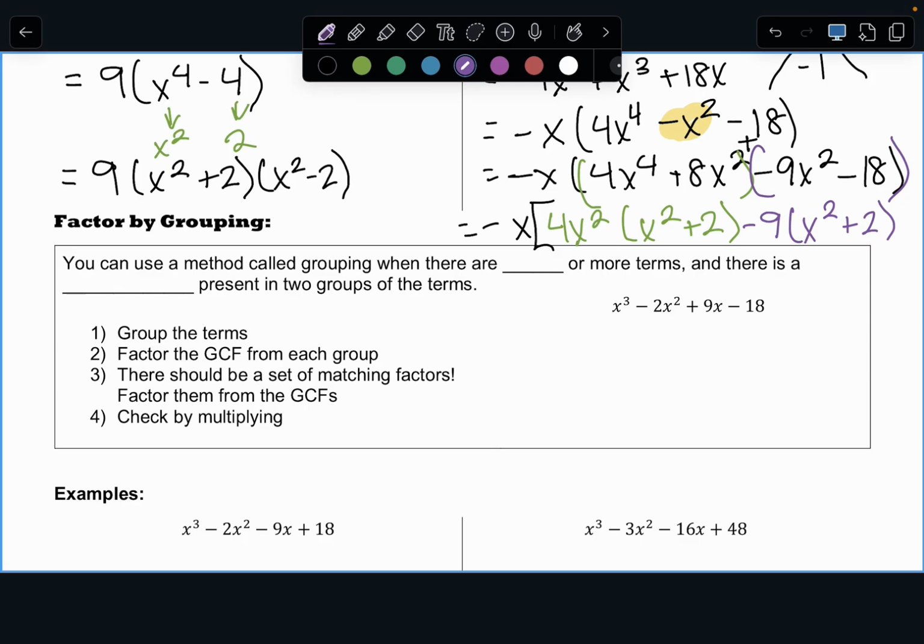I'm going to kind of hop down here. I'm keeping my negative x out in front. That was from step 1. That GCF follows all the way down. X squared plus 2 is my matching parentheses. So that's a factor. What would my other factor be? 2x minus 3. Yeah, 4x squared minus 9.